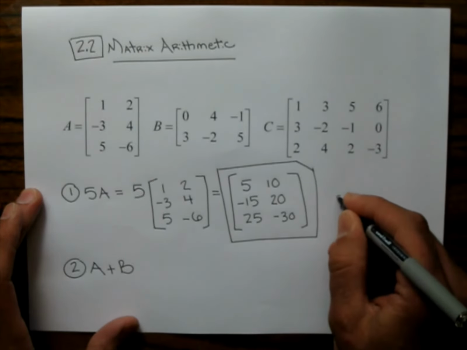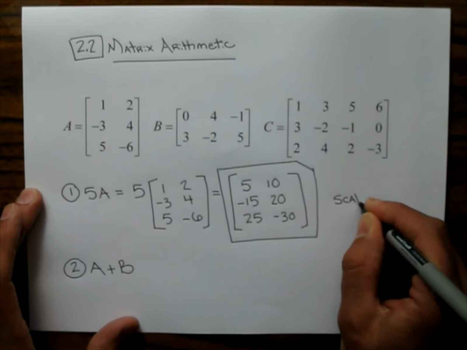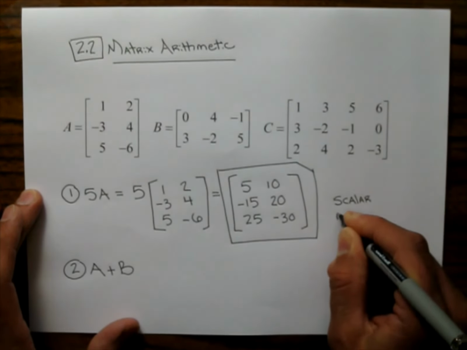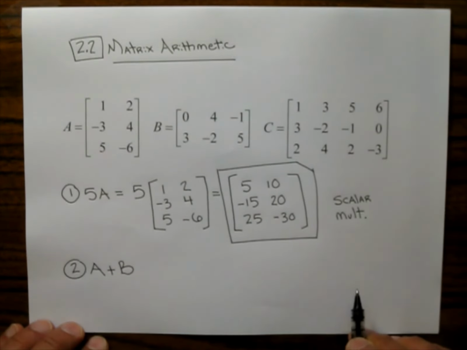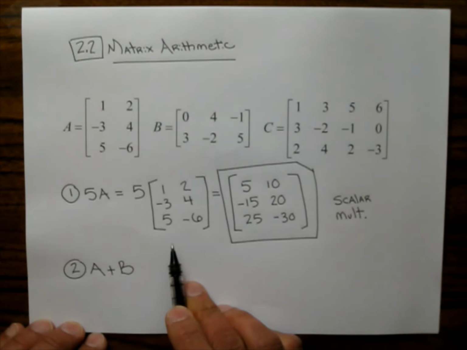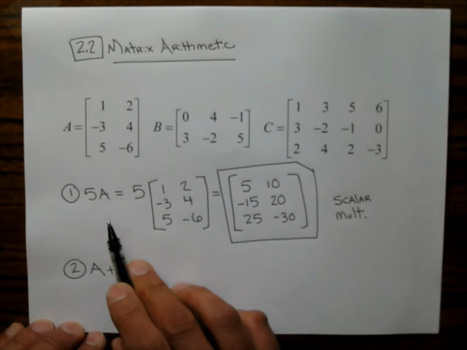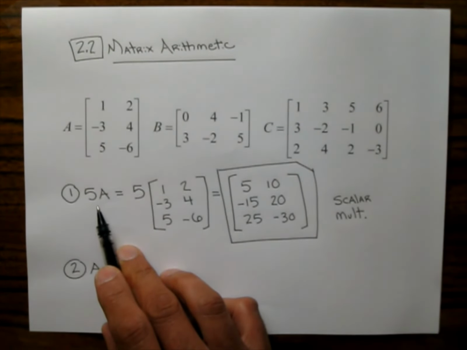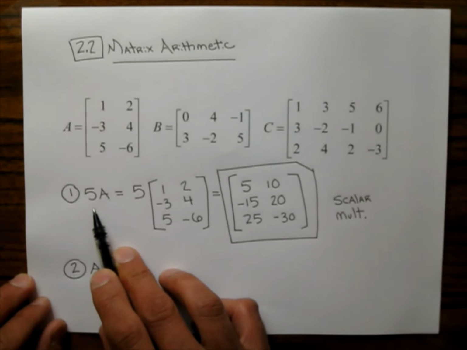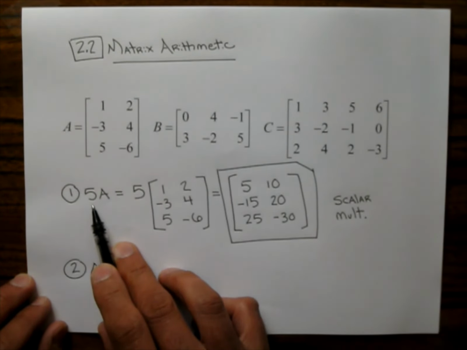So this is called scalar multiplication. I'll abbreviate. Okay, so that's one of the things we have to know how to do, is multiply a matrix by a number, a scalar. Now that scalar could be a complex number. So it doesn't always have to be real. In this class, most of the time they will be real.